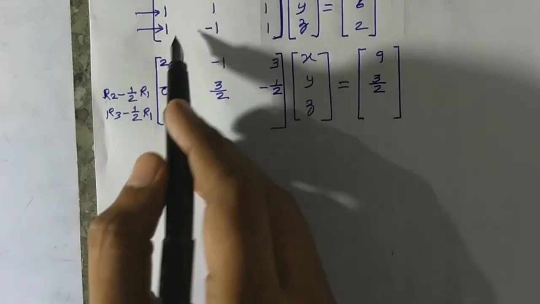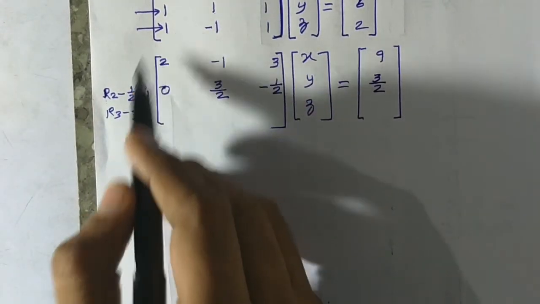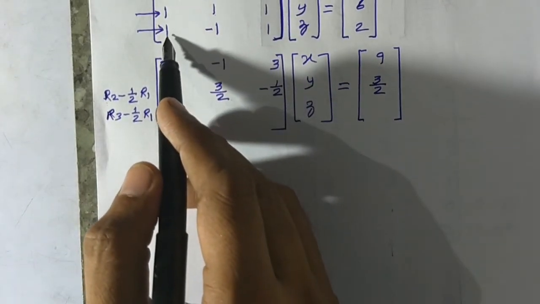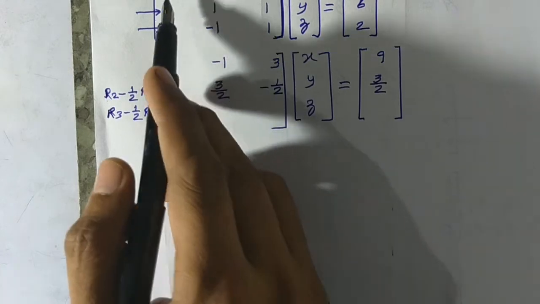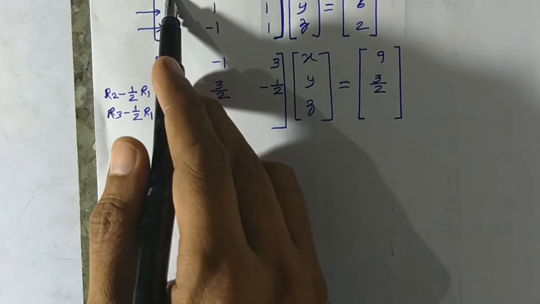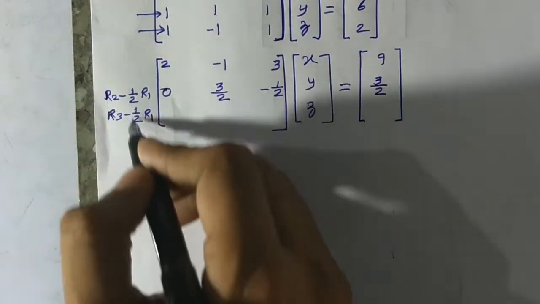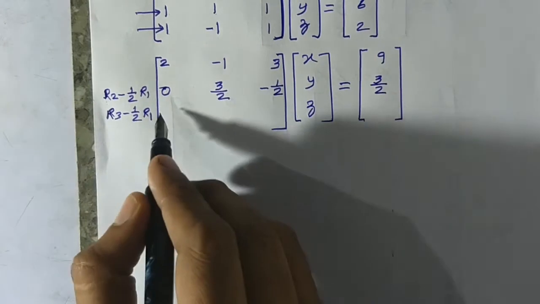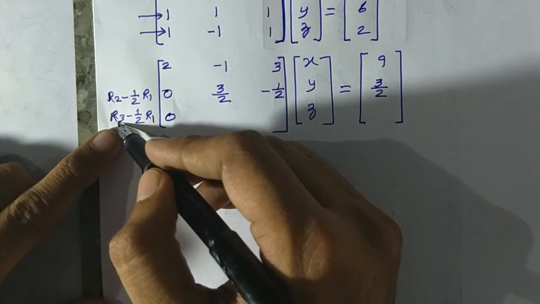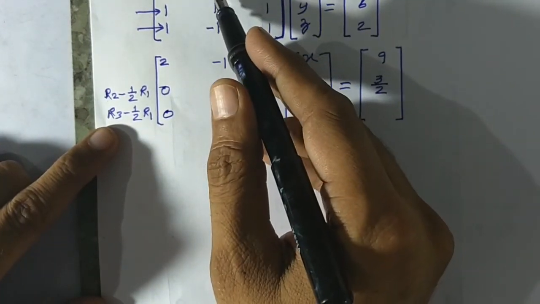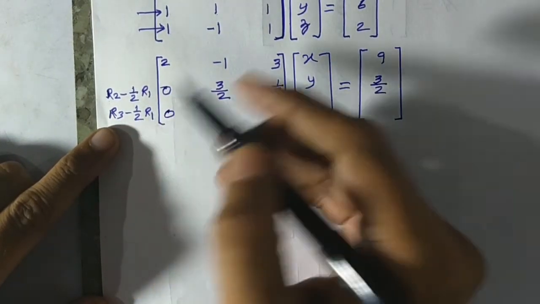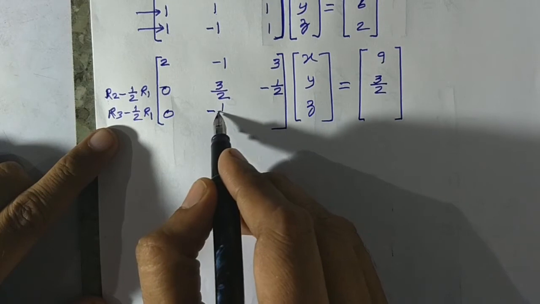Now come to row 3. Here again we are using the same operation. Every time from every element of R3, half of the element of R1 is subtracted. So 1 minus half into 2, that is 1 minus 1, that is 0. Then R3 is minus 1 and R1 is minus 1, so minus into minus is plus, 1 plus half, so minus 1 plus half becomes minus half, so write down minus half.